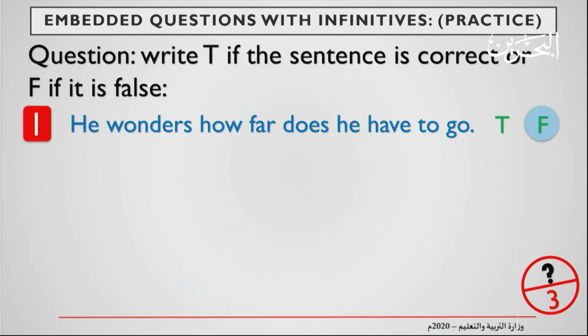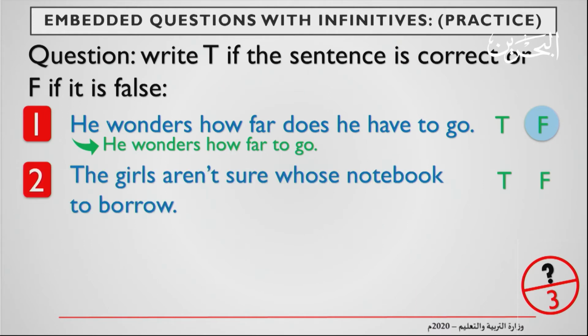Okay, let's check the answer. The answer is F. And why is that? Because he wonders how far to go. How far to go. This is how you write the embedded question in a sentence. 2. The girls aren't sure whose notebook to borrow. Have 5 seconds.